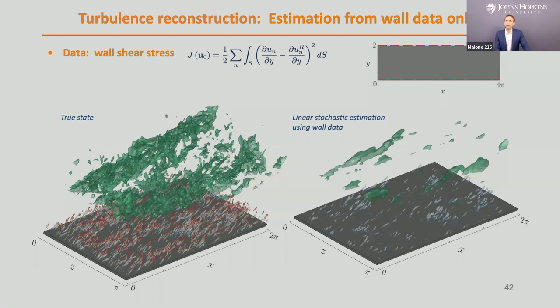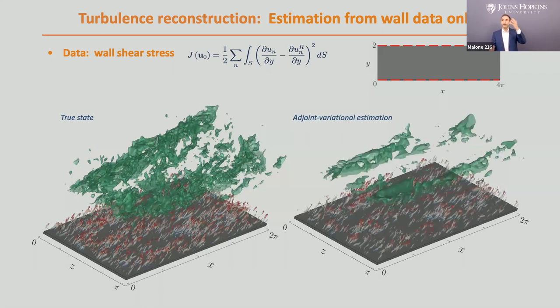So this here is the truth. And if you use a linear stochastic estimator to use the wall shear stress and reconstruct the flow, this is what you get. So this here replaces our interpolation of observation that we used earlier. Now we use a linear stochastic estimator. And then we do 4D-Var on this linear stochastic estimation, and we can predict the flow with some better accuracy. Certainly we predict the flow near the wall, and we get a sense of what the outer large scale motions that have an impression on the wall shear stress look like.